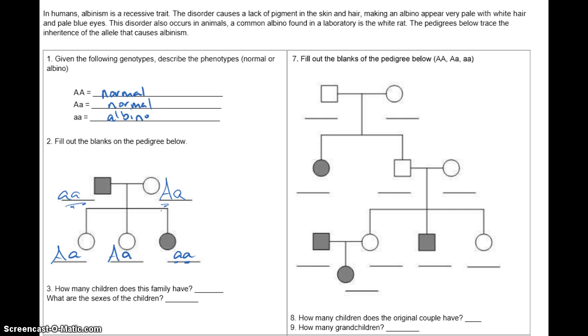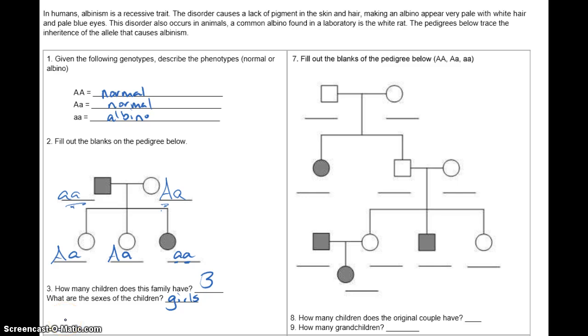So then to answer just some general pedigree questions, how many children does this family have? Well, there are 3 children here because we see 3 individuals coming off of our married couple. And what are the sexes? Well, they're all girls because they're all circles. So that completes that square.